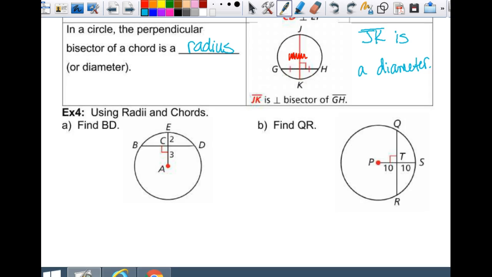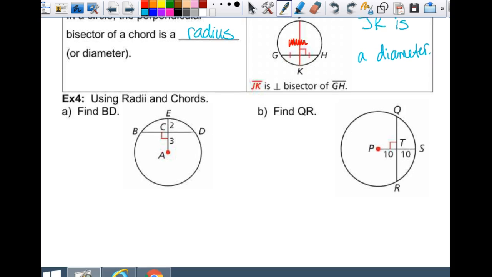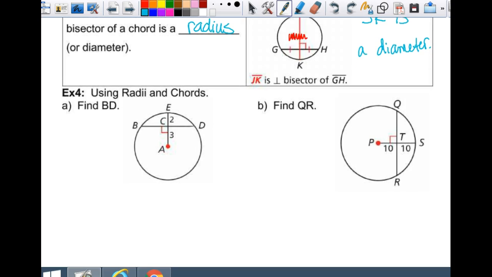Questions about that? All right. So let's look at how we're going to handle this. In this circle here, we want to find the length of BD. So somebody tell me something about BD. It's a chord. Yes. So we know it's a chord. It's bisected, right? Because this is perpendicular. So since it's bisected, I'm going to mark that there. Notice that this other piece didn't necessarily get bisected. It's possible, but not always happening.